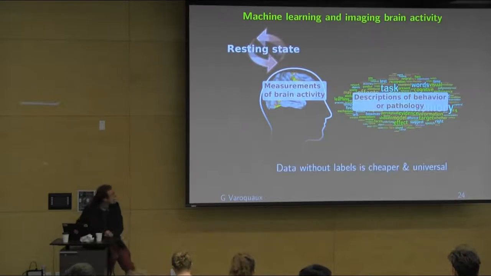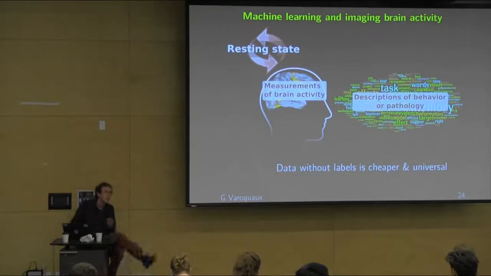And now I would like to talk about resting state analysis. So shift gears a bit. And the reason why this is important is that data without labels is cheaper to acquire, but also is universal. And I think that's something that's quite important in terms of resting state. Resting state is reasonably universal. Task is not at all.